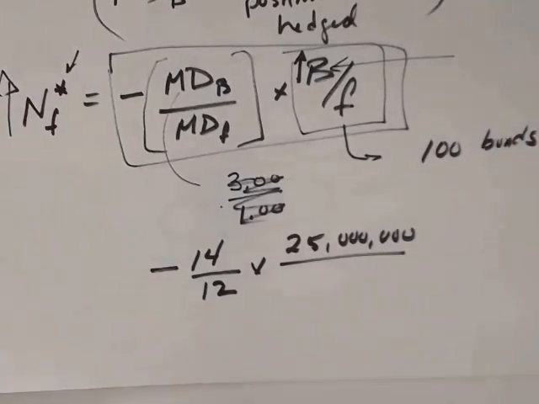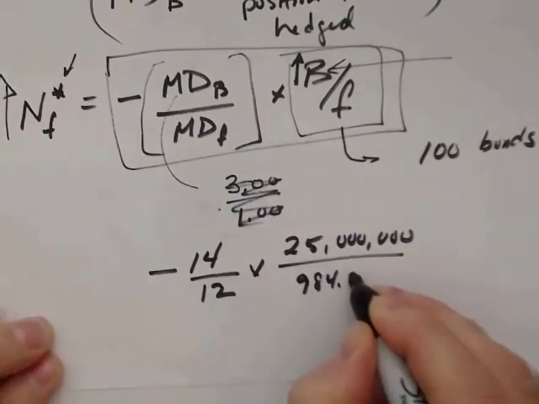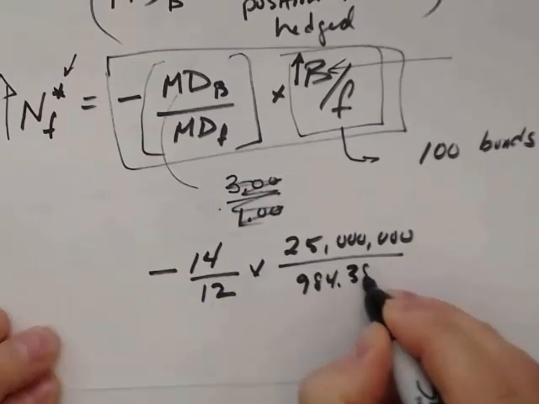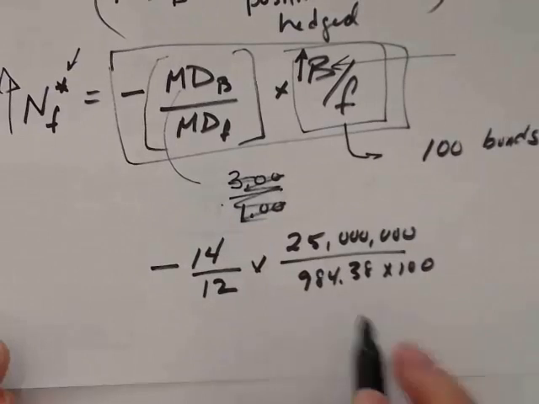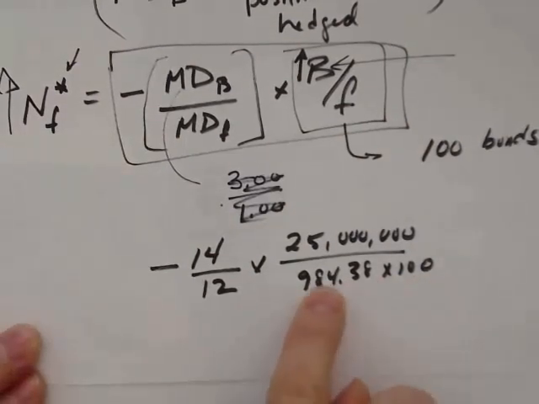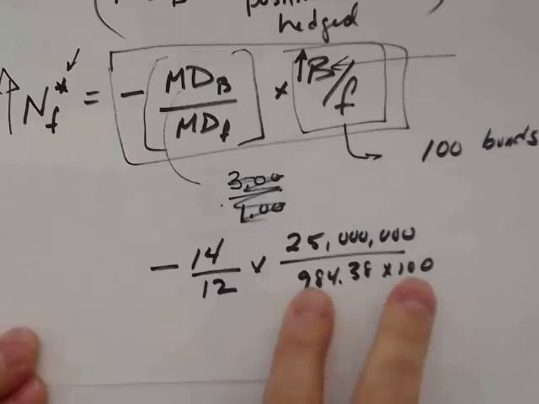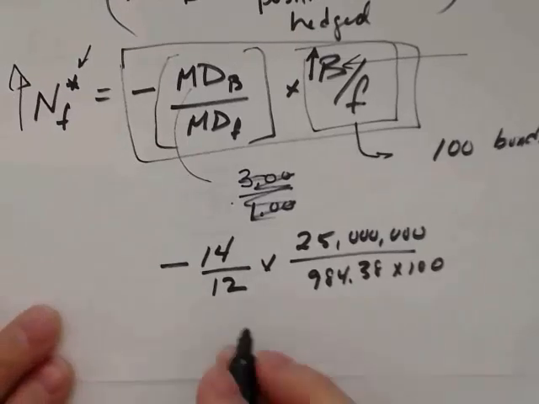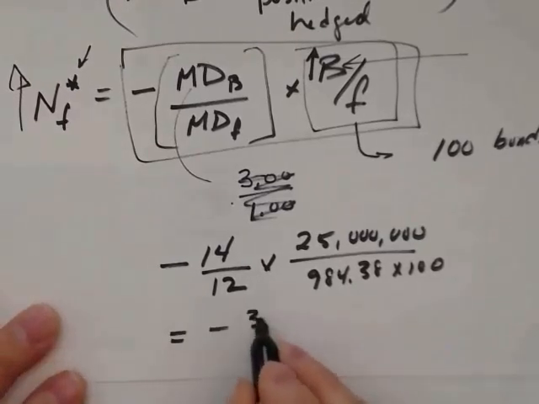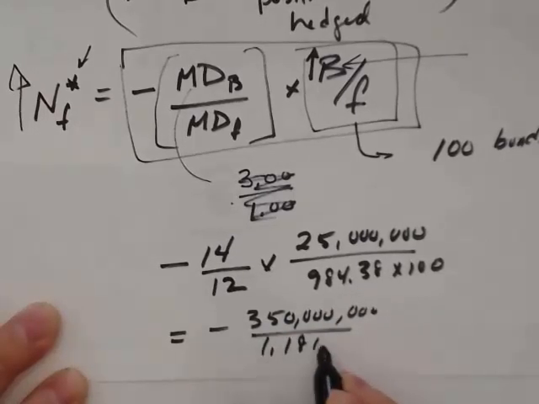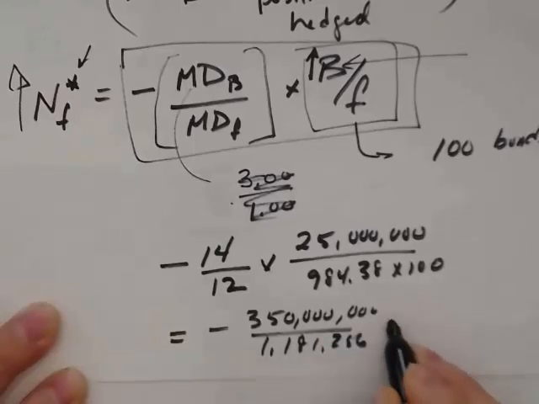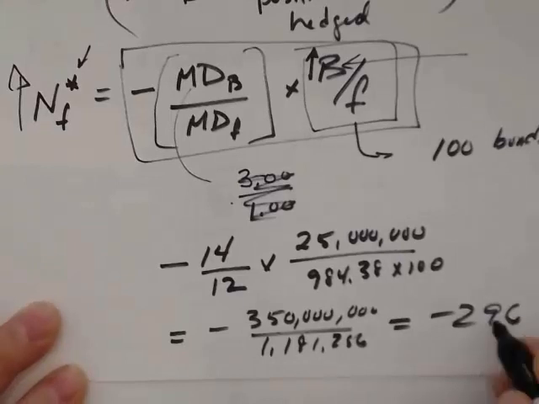Okay? So you could take the price, 984.38, times 100, okay? And that would get you the number that you're looking for, the value of your futures contract. So this is the futures price times the contract size. There's other ways of getting to this, but here's a simple way using the numbers I've just showed you. So when you do the calculation, we get minus 350 million divided by 1,181,256, and that equals minus 296 contracts.